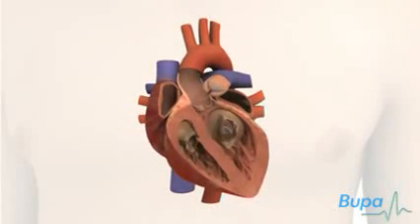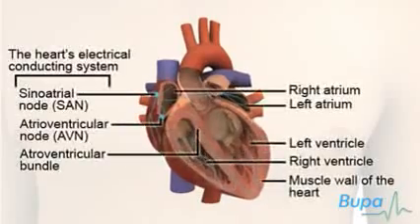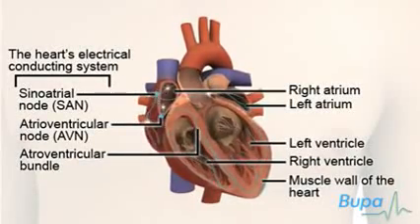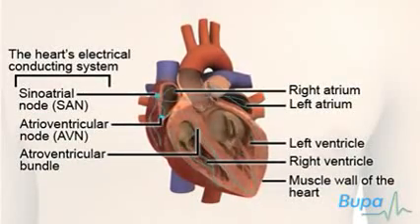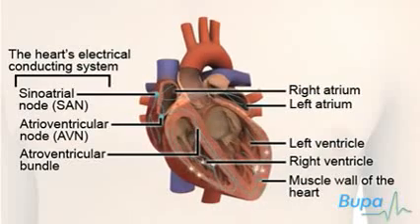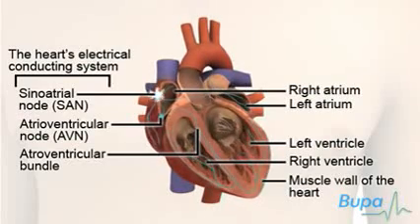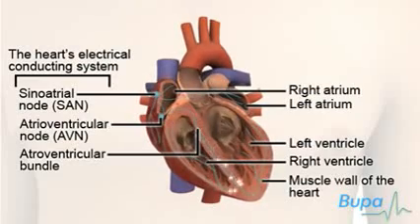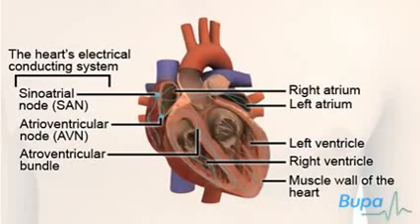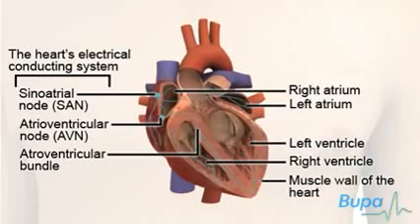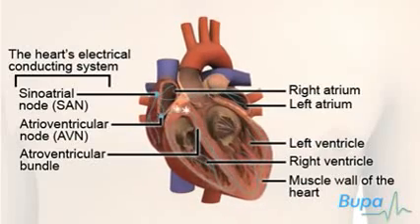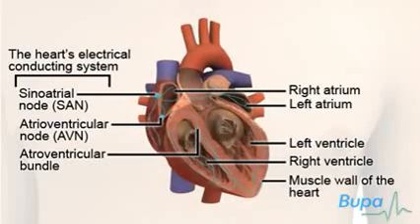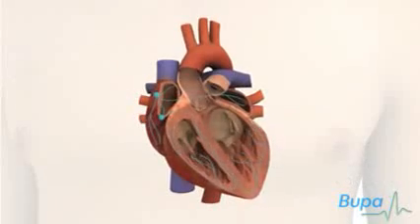A pacemaker in the upper part of the right atrium, called the sinoatrial node, sends electrical impulses across the atria that cause them to contract. The impulses reach the atrioventricular node, which is between the right atrium and ventricle, and pass onto the atrioventricular bundle, causing the ventricles to contract and send blood to the lungs and around the body.